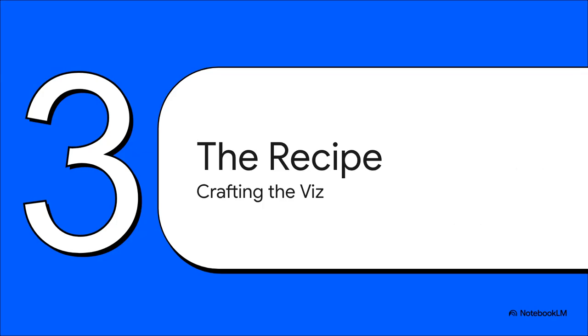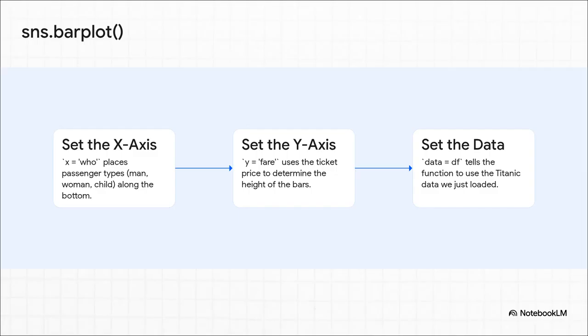Okay, tools, check. Ingredients, check. Now it's time for the recipe itself. This next chunk of code is the main event. It's the step-by-step instruction that tells our artist, Seaborn, precisely what kind of picture we want it to paint. This line here, sns.barplot, this is the command center, and inside the parentheses, we're just feeding it the recipe.